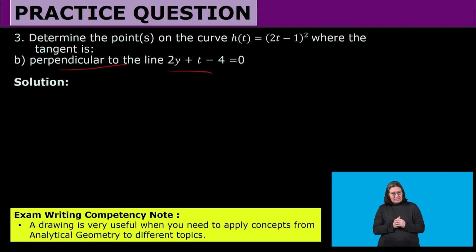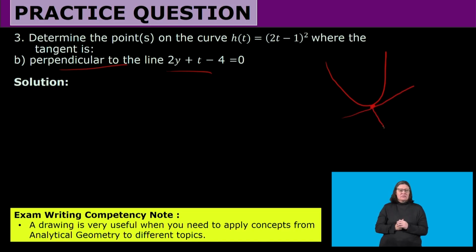So now we are looking at a tangent that's perpendicular to another line. So again, guys, remember, visualize this. Let's draw it, okay? We've got a tangent that's touching this curve. And this tangent is perpendicular to another line, okay? It might not be at the point of contact. It could be anywhere. It could be there. But this tangent is perpendicular to another line. They've given us the equation of this line as 2y plus t minus 4 is equal to 0.